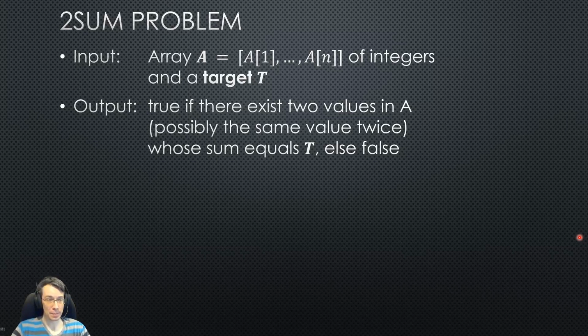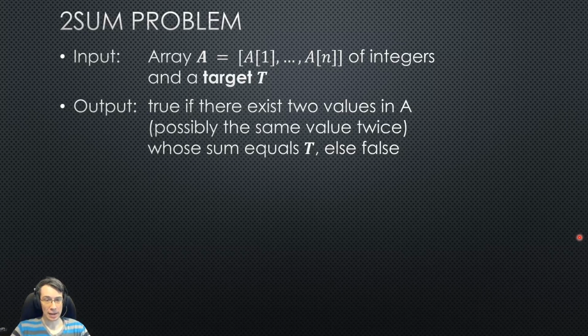Okay, so the input to the two-sum problem is an array of integers, n integers, a1 up to an, and a target integer t. And the output of two-sum is true if there exist two values in a, they could be the same value, whose sum equals the target t. Otherwise, the output is false.